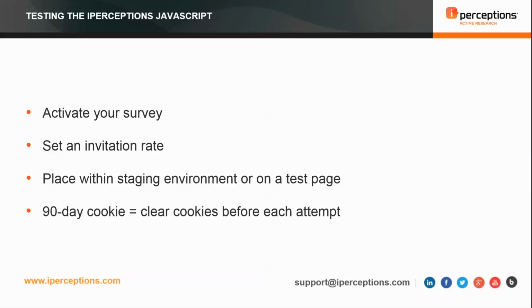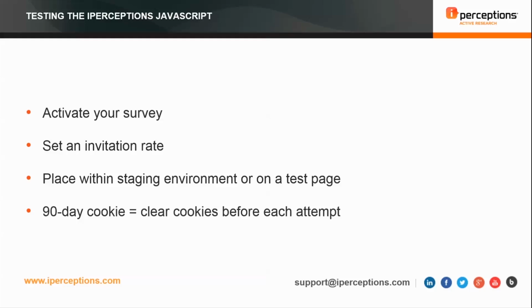Some things to keep in mind whenever you're testing your survey. First, make sure that you've activated the survey using the online/offline button provided on the My Projects section of the portal. Also, make sure that you've set an invitation rate for your survey. If you want to test your live survey before pushing it on the live website, you can consider either placing the script on a test page which isn't linked to your website's navigation, or you could implement it within a staging environment if one is available to you.